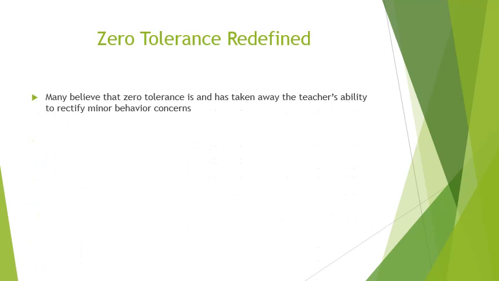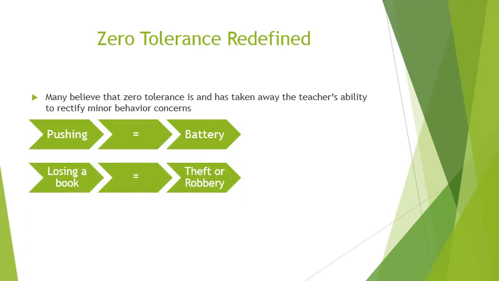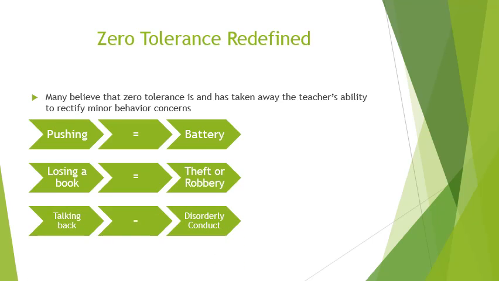Many believe that zero-tolerance policies are taking away a teacher's ability to take care of minor behavior incidents in a simple way. There has been a recharacterization of student behavior. Suddenly, pushing has become battery, losing a library book has become theft or robbery, and talking back has become disorderly conduct. Something has to be done with the laws to protect students, but allow for mistakes to happen. There is nobody on this planet who is perfect, so we shouldn't make our kids feel like they have to be.